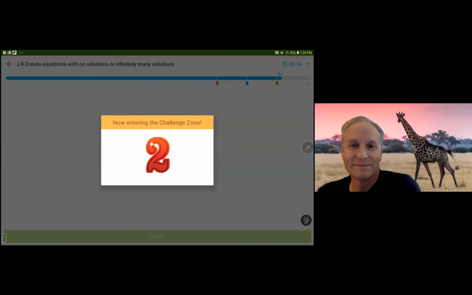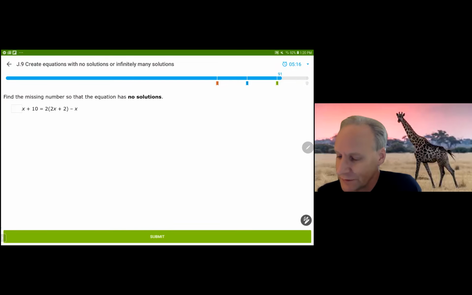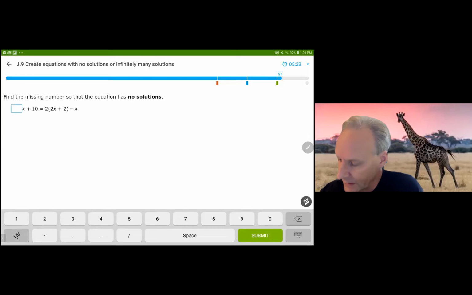Almost done. This one goes really fast. They just want you to recognize the forms. Now we've got a 4x, but we also subtracted an x, so it has to be a 3. Now that's going to make it not true, so it's going to be no solution.